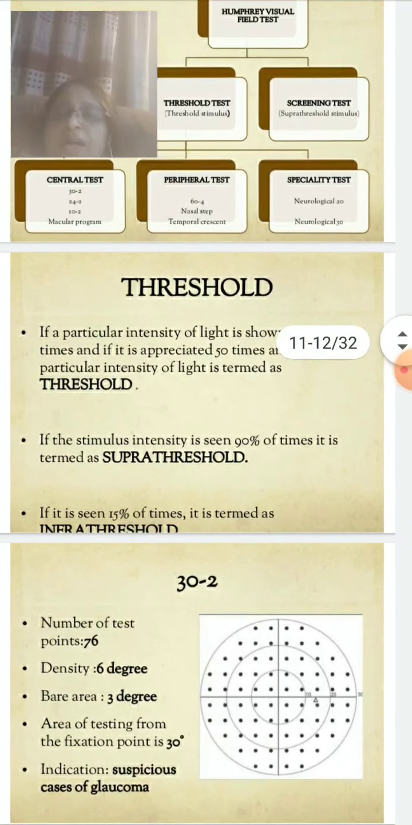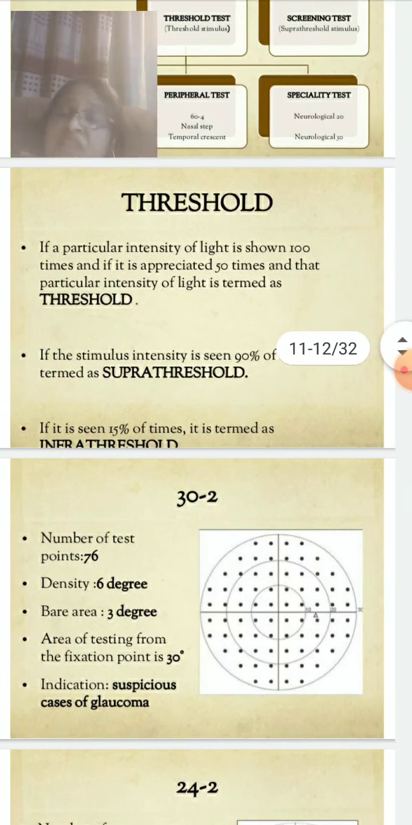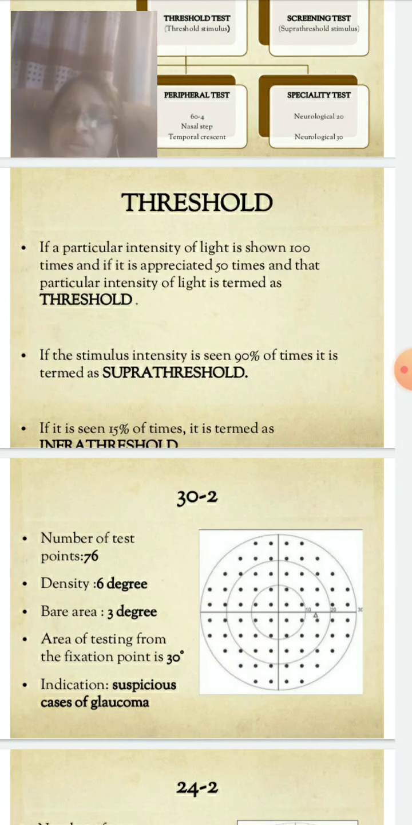So, what is threshold? When a particular intensity of light is seen by a patient 50% of the time, it is known as threshold. If the patient responds to a particular stimulus 50 times out of 100, then it is a threshold. If the patient responds 90% of the times, it is a supra-threshold. If the patient responds only 15% of the time, it is an infra-threshold.